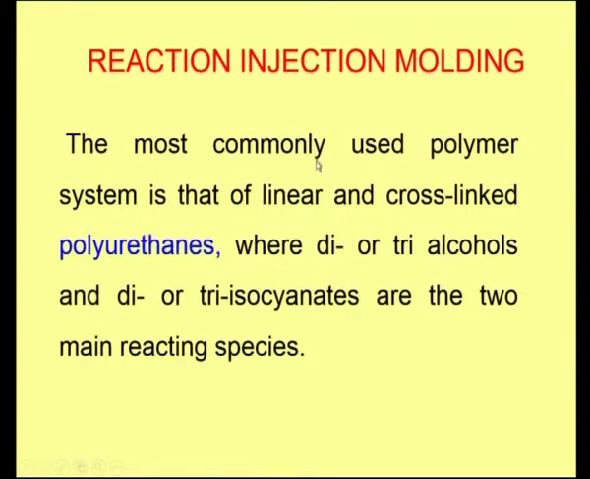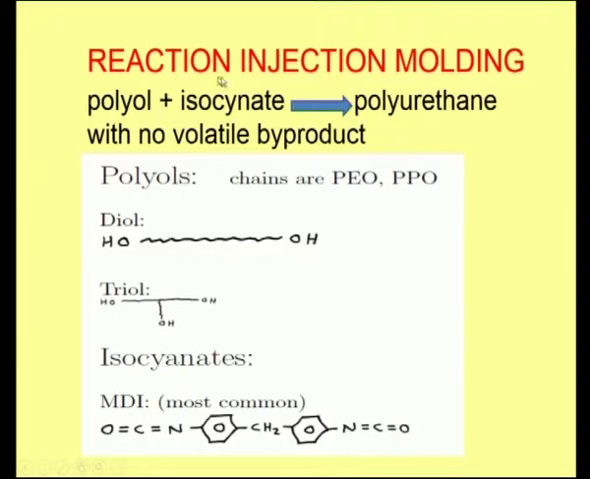Now looking into the materials for reaction injection molding, the most commonly used polymer system is that of polyurethanes, either in the form of linear or in the form of cross linked. The polyurethane is prepared by reacting alcohols, that is diols or triols, with isocyanates. These are the two different monomers, or starting materials, in the preparation of polyurethane. That is, polyol plus isocyanate will result in the polymer polyurethane.